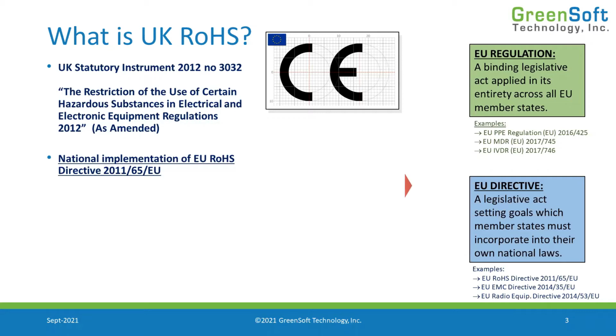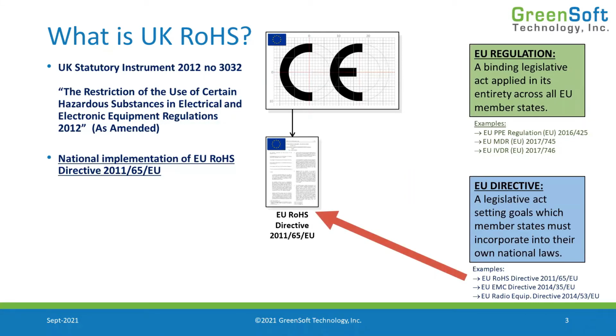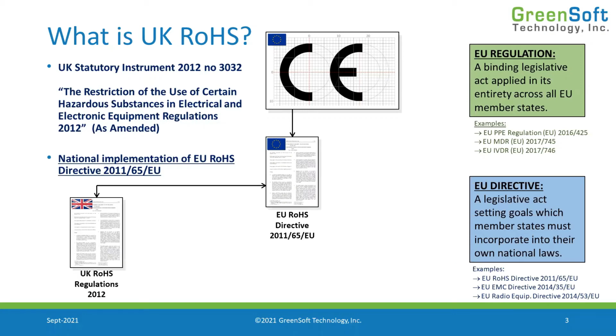Now, when we get into an EU directive, we're talking about a legislative act which sets goals, which the member states then must incorporate into their own national laws. And so there's a difference between a regulation and a directive. And the EU RoHS requirements within the EU CE marking scheme is a RoHS directive. It's a CE marking directive. So once that directive was published by the European Commission, the member states were required to implement that into their national laws, which is exactly what the United Kingdom did when they created the UK RoHS regulations, right? And this was their national implementation of the EU RoHS directive.